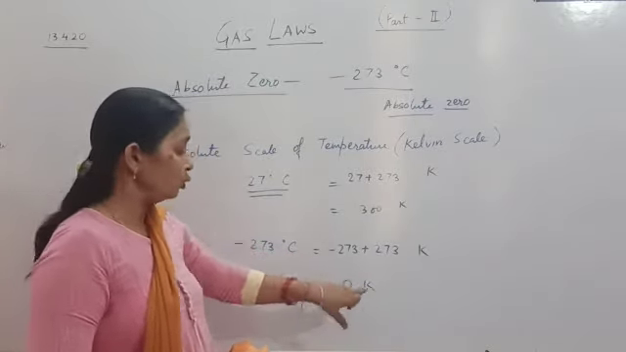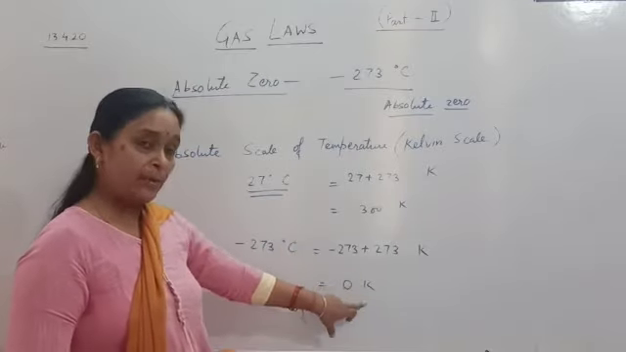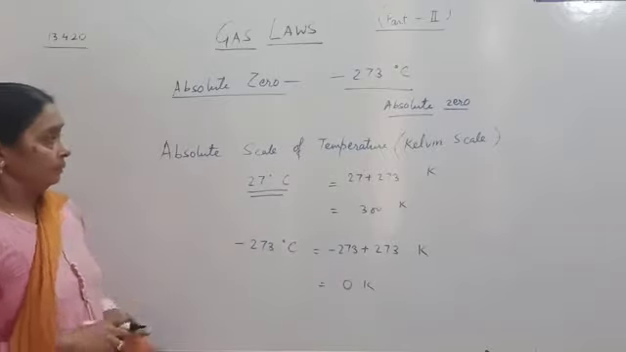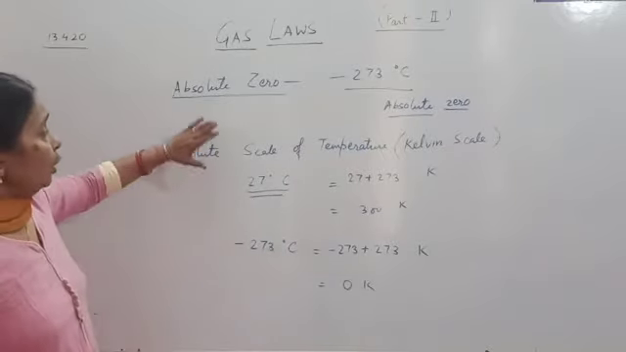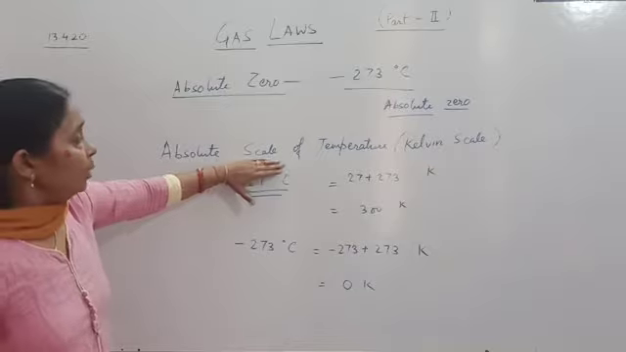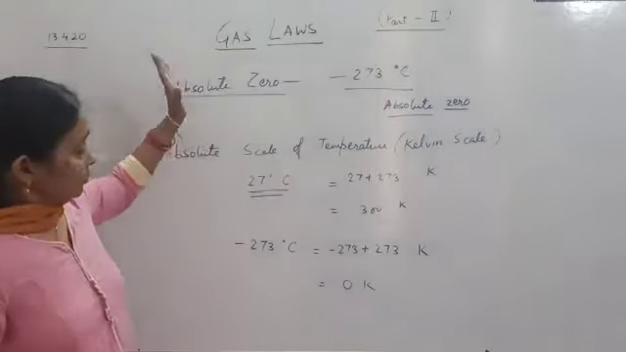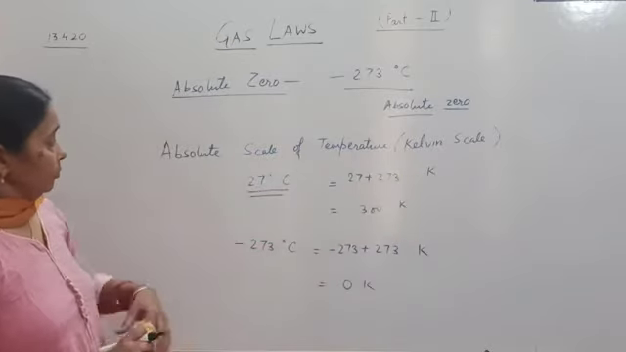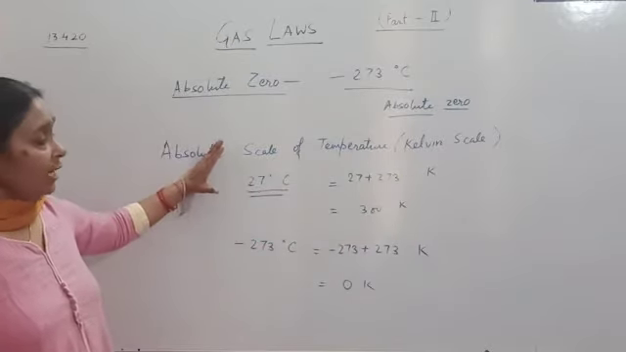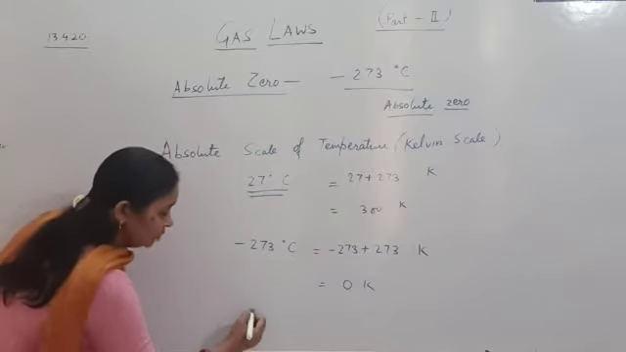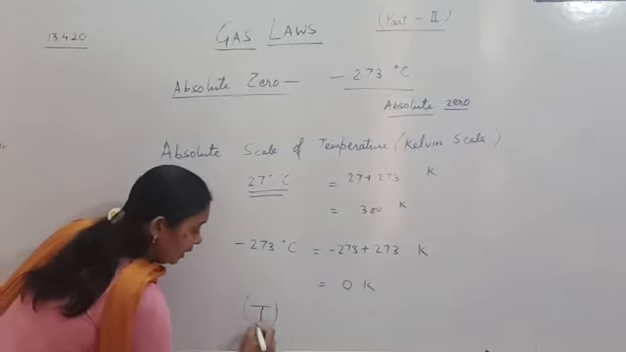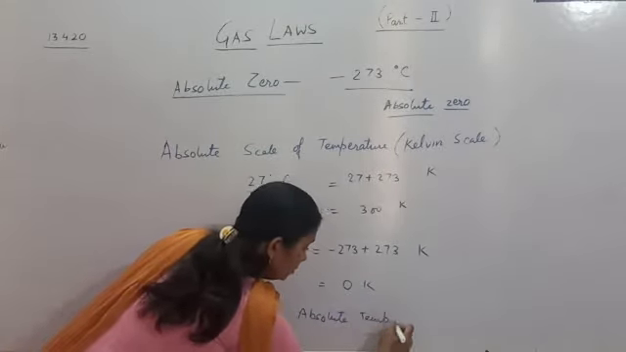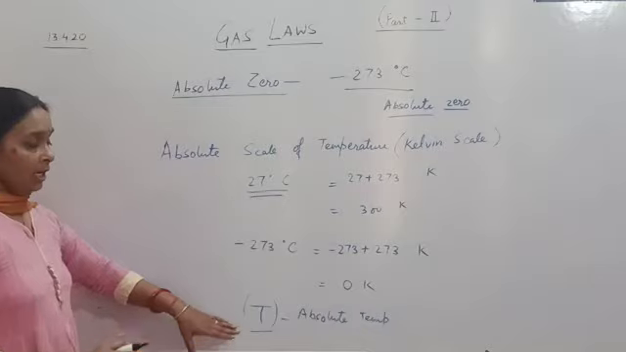On the Kelvin scale, you do not put degrees. It's simply written as K only. Is that clear? Fine. So the absolute scale of temperature, the temperature in Kelvin, we call it absolute temperature, and absolute temperature is always mentioned with a capital T. Capital T shows absolute temperature.